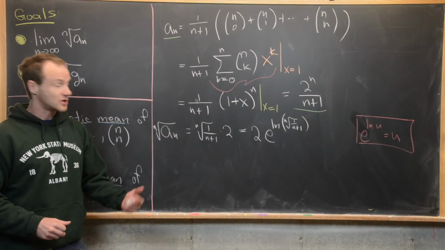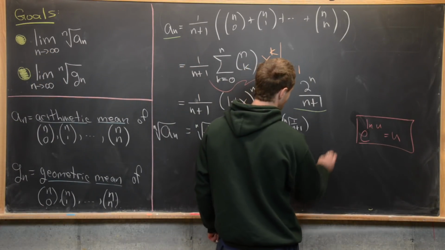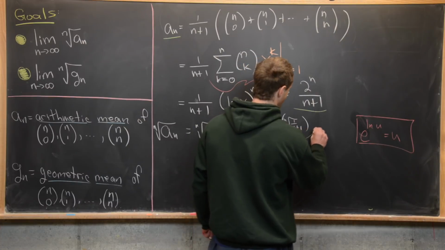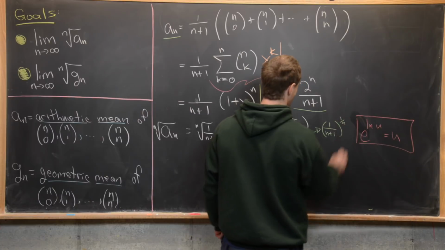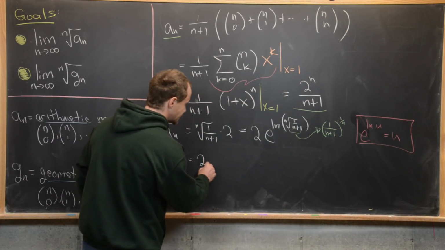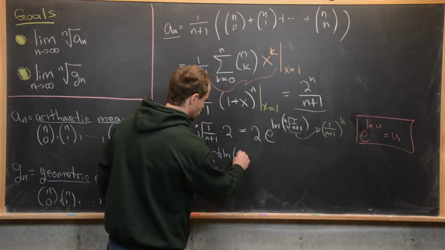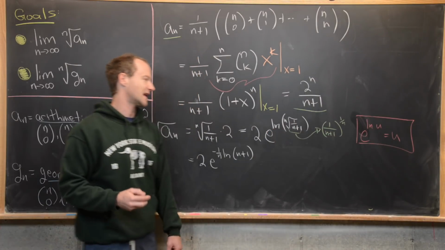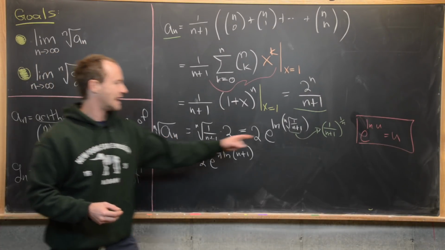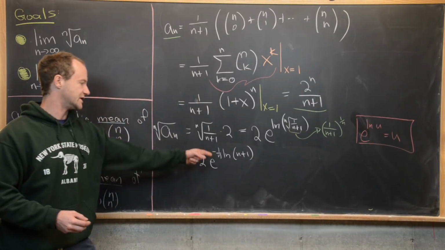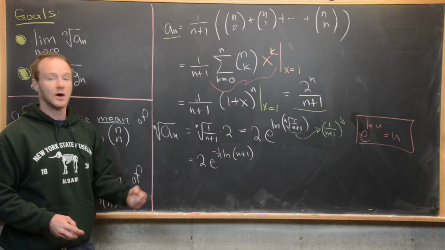But now we've got a natural log, and we can use some natural log rules to simplify this. So remembering that this nth root of 1 over n plus 1 is the same thing as 1 over n plus 1 to the 1 over n, we can rewrite this as 2 and then e to the minus 1 over n natural log of n plus 1. So notice I took n plus 1 out of the denominator by putting a minus sign out front, and then I changed this exponent of 1 over n to a multiplier of 1 over n by bringing it outside of the natural log. Okay, great.